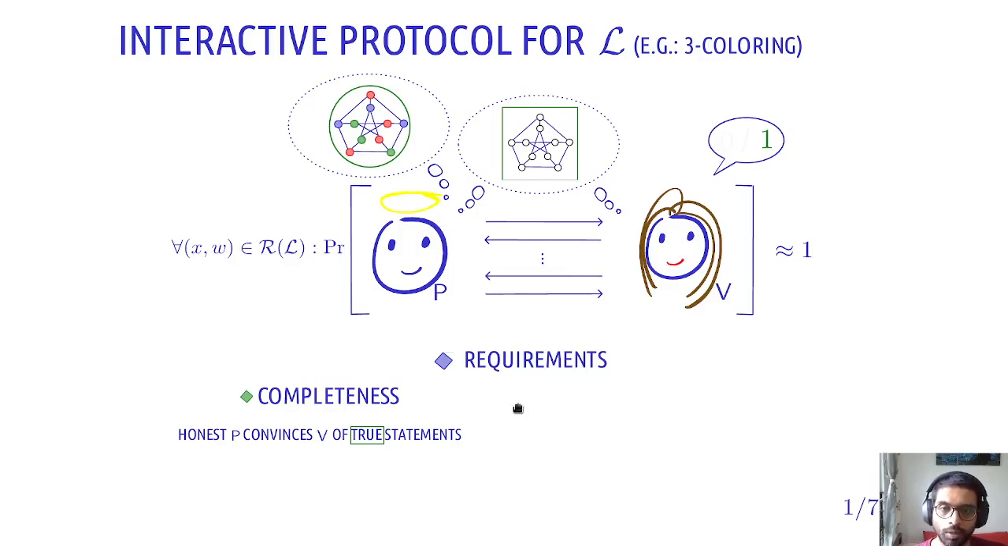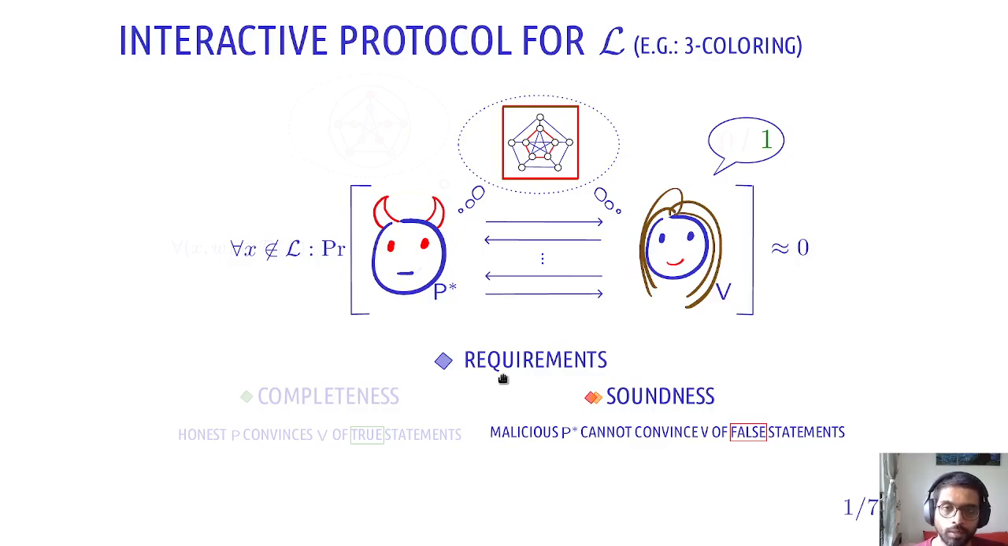So let's see what the completeness requirement is. It says that for any (x, w) in the relation corresponding to the language L, the verifier should accept at the end of the interaction with overwhelming probability. Soundness, on the flip side, says that if the instance is not in the language, then a malicious prover should not be able to convince the verifier that it exists in the language. So the verifier should not output one at the end of the interaction.